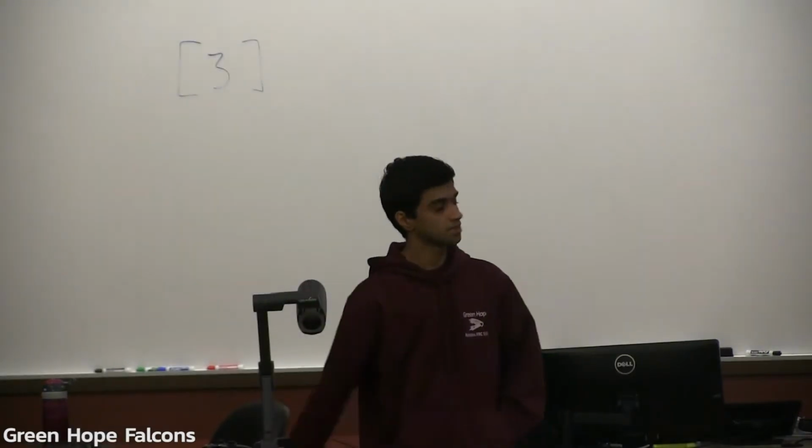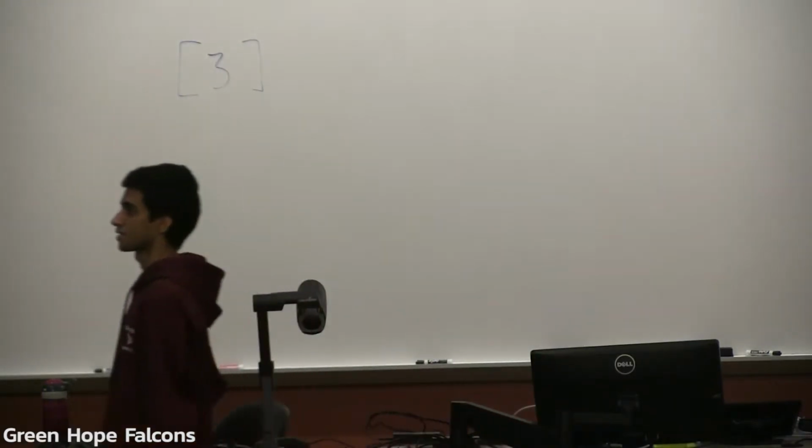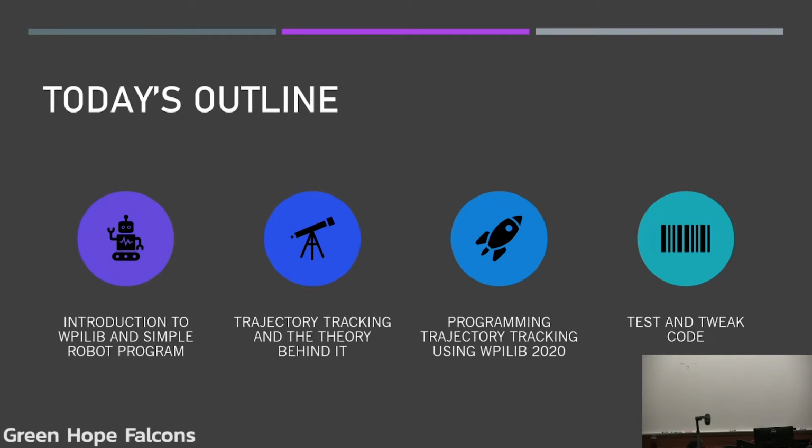So let's get started by talking about today's outline. We'll do a really quick introduction to what WPILib is. And then we'll talk about trajectory tracking and why we're actually doing all of this. Then we'll actually program that robot to track a simple trajectory, and we'll test and tweak our code.